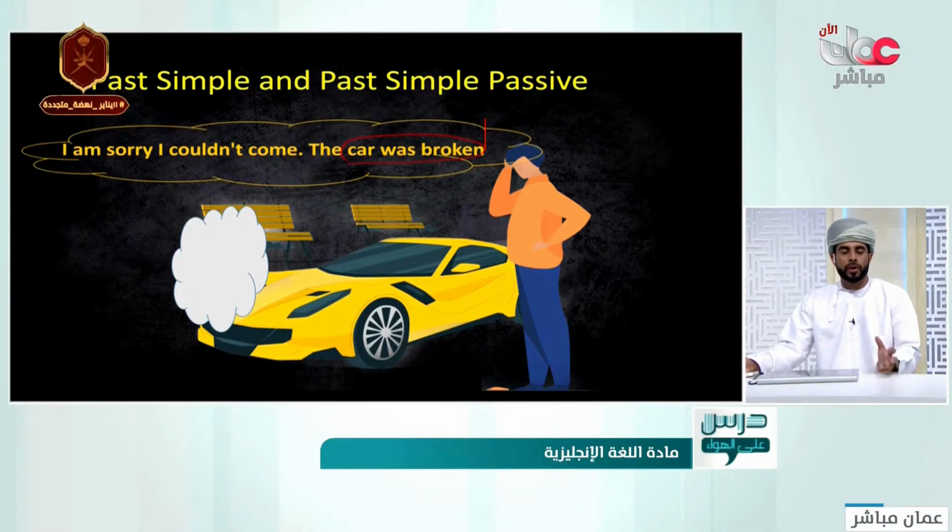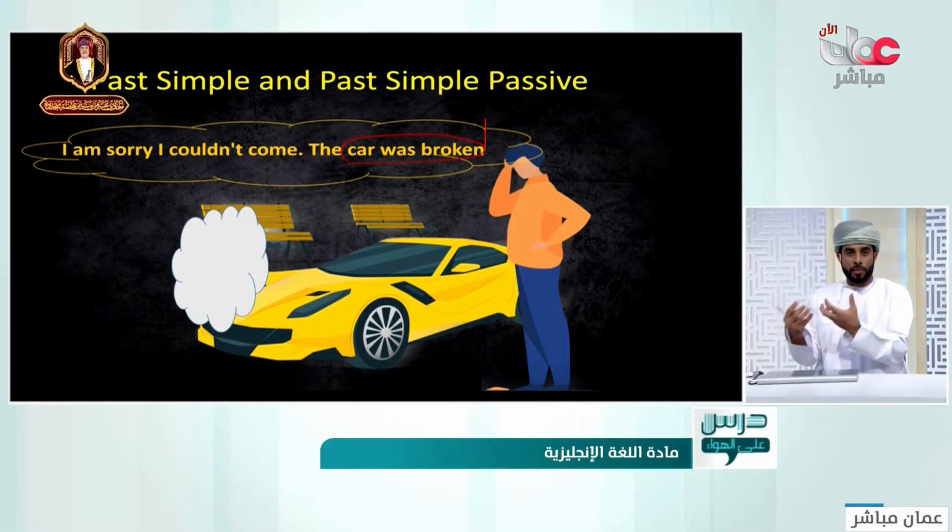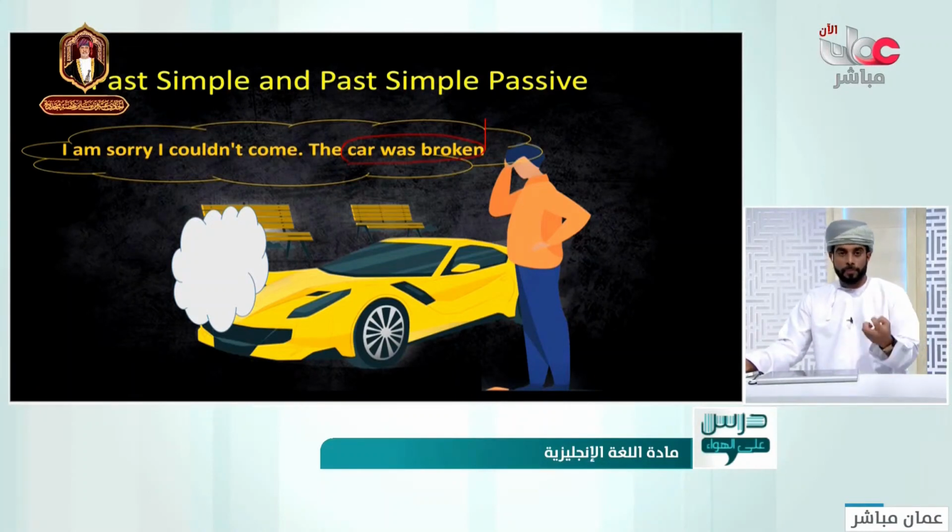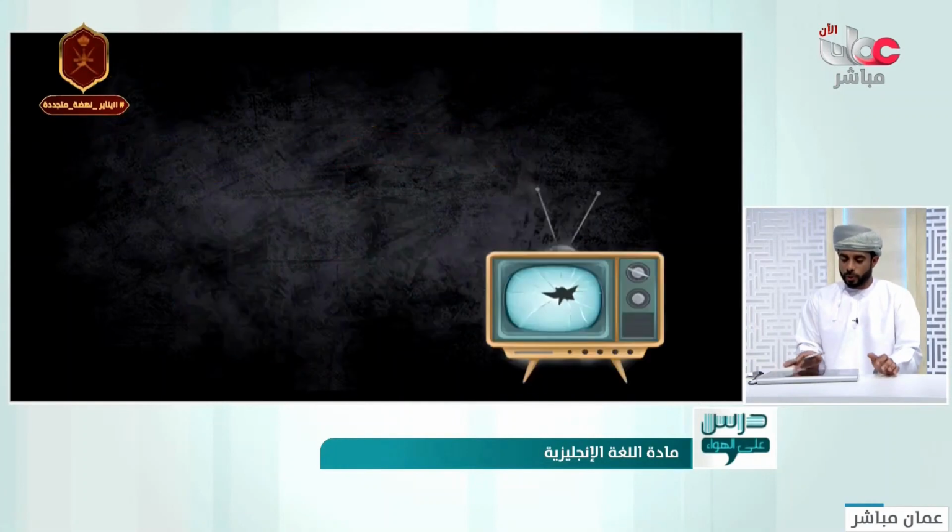No, the car was broken. What's that? Someone broke the car? No, the car itself was broken. Something happened to the car. He didn't cause that thing. So sometimes we need to say that not the car did something, but something happened to the car. This is called the passive voice, where someone or something received the action that happened to him.